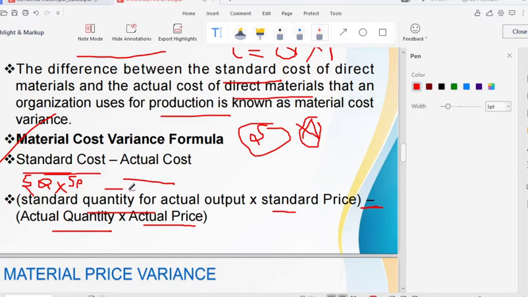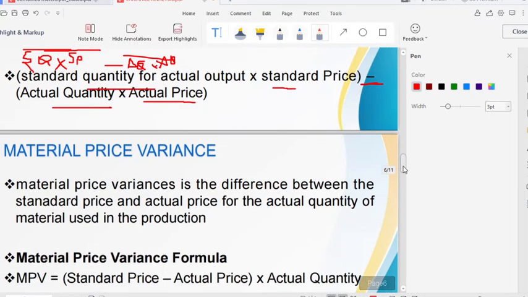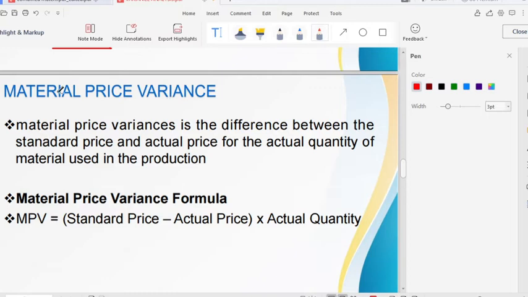Okay. Then actual cost. How to get the actual cost? Actual quantity into actual price. If you multiply this, you will get the actual cost. The difference of this is called as material cost variances. I hope it is clear to you. We'll move to the next variances, that is material price variances.